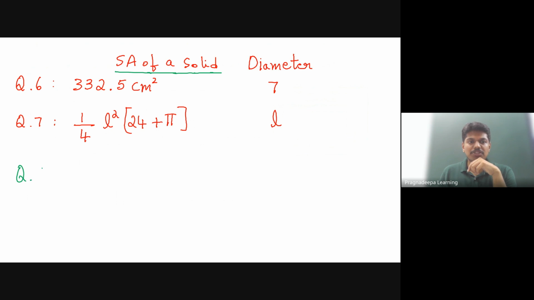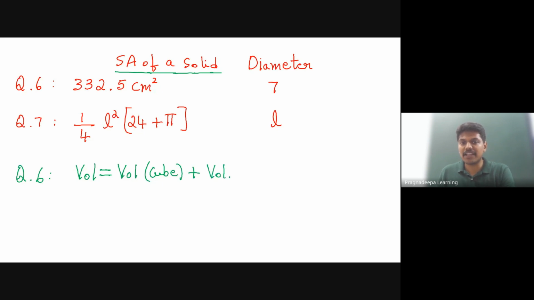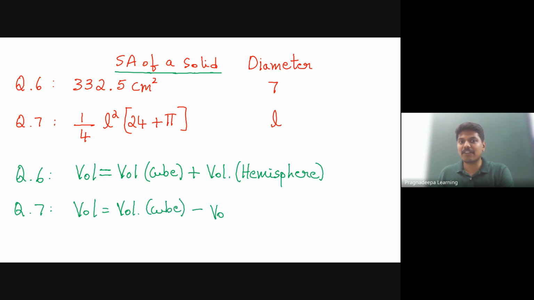Now, students, in question number 6, you know the nature of the figure. See, I cannot write 3D. You have to imagine. What will be the volume occupied in question number 6 figure? It will be the volume of the cube plus the volume of the hemisphere. Whereas in question number 7, the volume of this solid will be the volume of the cube minus the volume of the hemisphere. Is that clear?